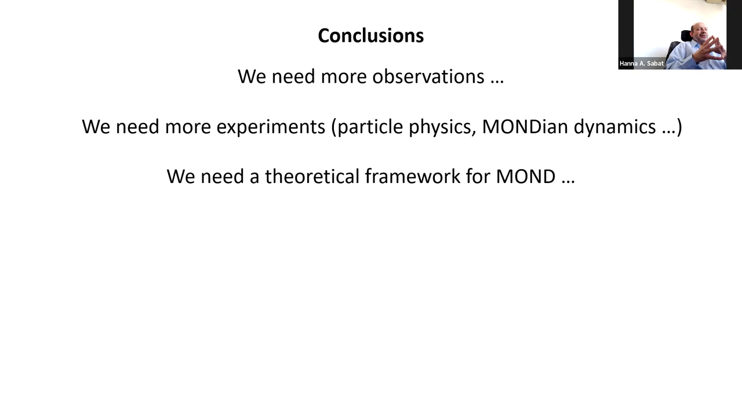If you look at the big picture, MOND gives you very good fits at the galactic scale, to the rotation curves of galaxies, whereas dark matter gives you better fits for larger scales, for the cosmological regime and the cosmic background radiation. So we need more experiments also.